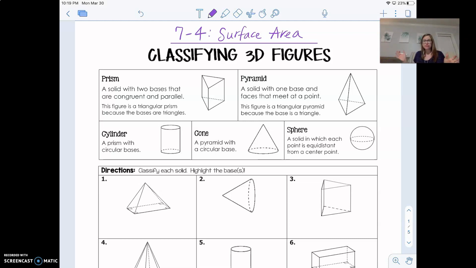Okay, a couple things. We're not doing a quiz on 7-3, which was about the area of regular polygons. You still need to know how to do that. I hope you did the Pearson homework over that. If not, please get it done. But we will come back to that when we move on to surface area because it's necessary, but we're not quizzing over that. Our quiz will be over 7-4, surface area.